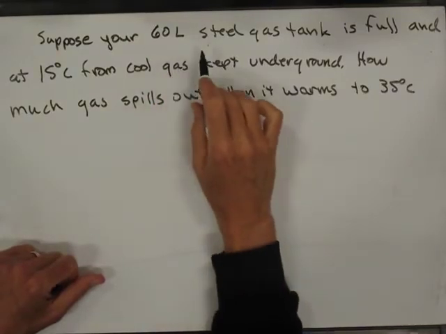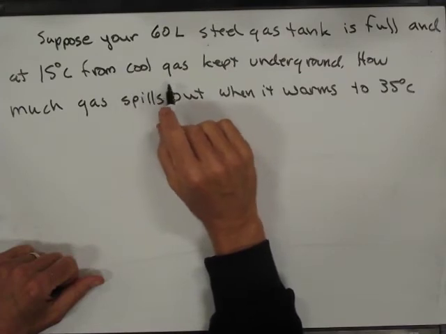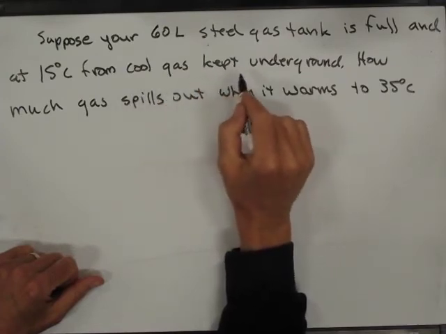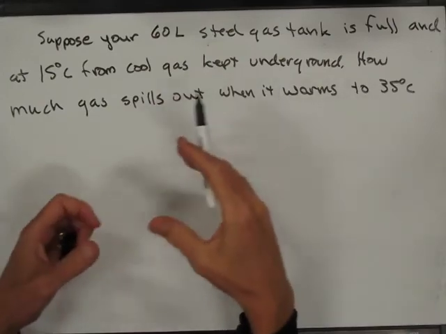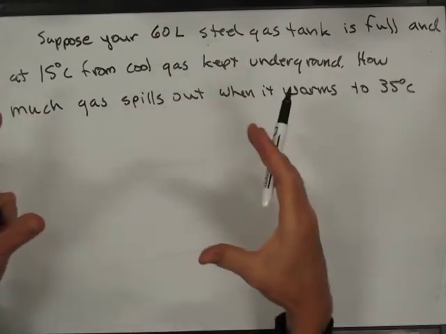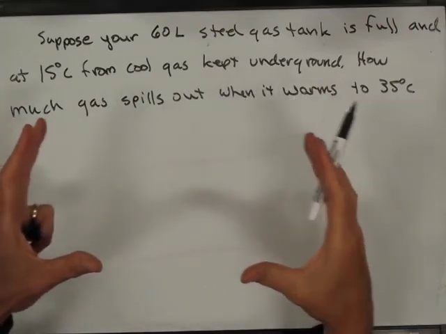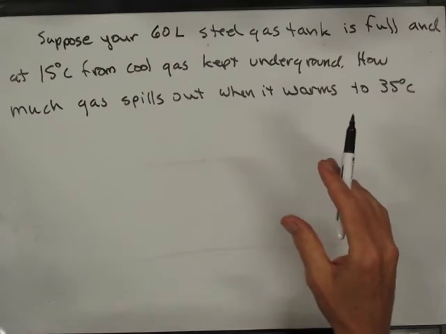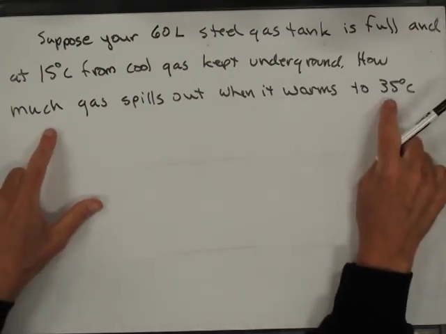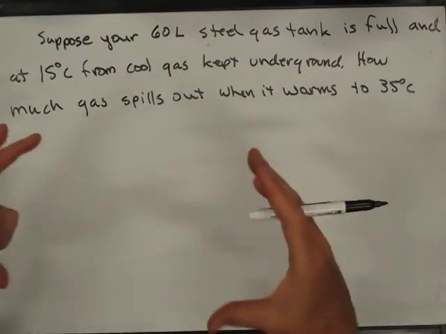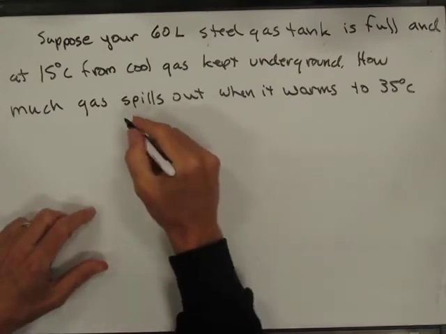So suppose your 60-liter steel gas tank is full and at 15 degrees C from cool gas kept underground. How much gas spills out when it warms to 35 degrees? So you put gas in your tank, and the gas and the tank are at 15 degrees Celsius. But in the air outside, it warms up to 35 due to the engine and other stuff. When that happens, both the gasoline and the tank expand. And so we want to know the difference between those two numbers.